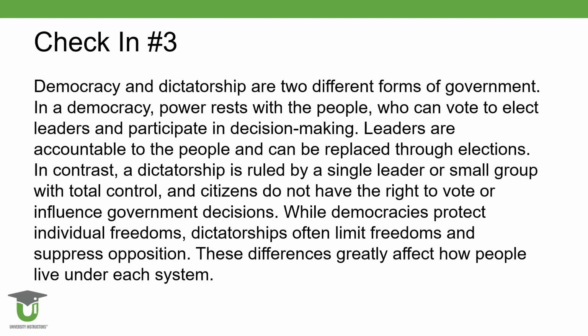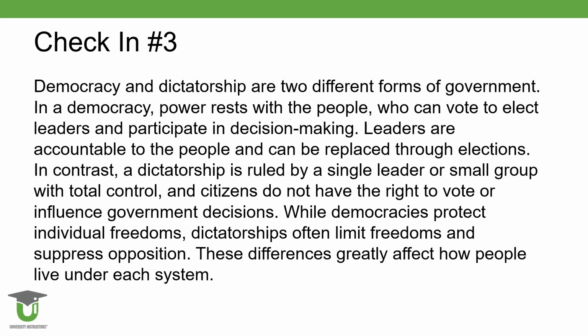Democracy and dictatorship are two different forms of government. In a democracy, power rests with the people, who can vote to elect leaders and participate in decision-making. Leaders are accountable to the people and can be replaced through elections. In contrast, a dictatorship is ruled by a single leader or a small group with total control, and citizens do not have the right to vote or influence government decisions. While democracies protect individual freedoms, dictatorships often limit freedoms and suppress opposition. These differences greatly affect how people live under each system.